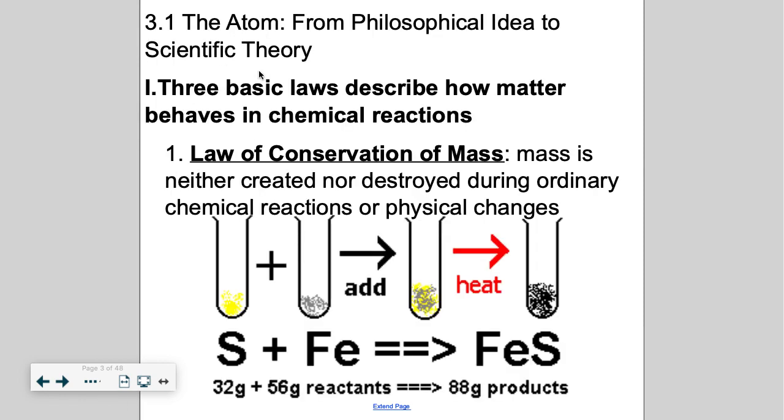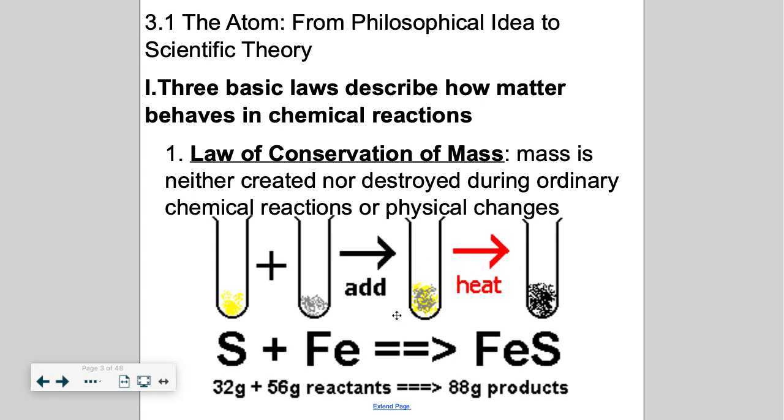So the first law I want to talk about is the law of conservation of mass. There are 3 basic laws that describe how matter behaves when it undergoes chemical reactions. The first one is the law of conservation of mass, which just states that mass is neither created nor destroyed during ordinary chemical reactions or physical changes. So what that says is if I have 32 grams of sulfur and I combine it with 56 grams of iron, and I add these 2 numbers up on this side, 32 plus 56 is 88.